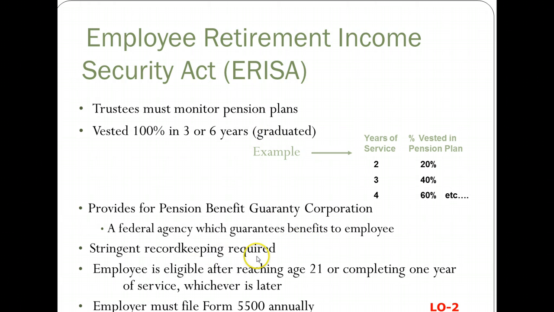ERISA requires that you keep really strict records, and an employee is eligible to be a part of a pension plan if they've reached age 21, or have completed 1 year of service. And employers have to file a Form 5500 annually, which is basically a tax return for the pension plan.